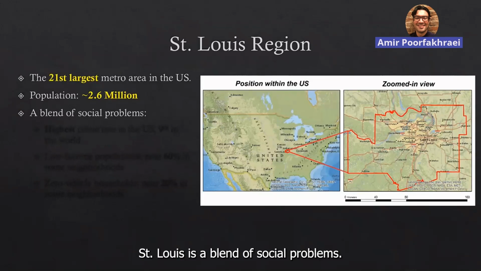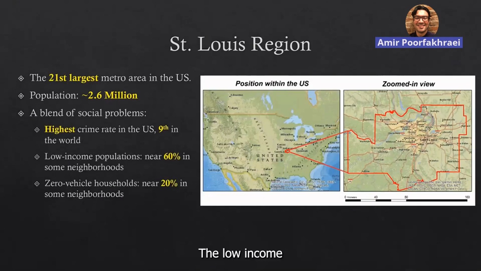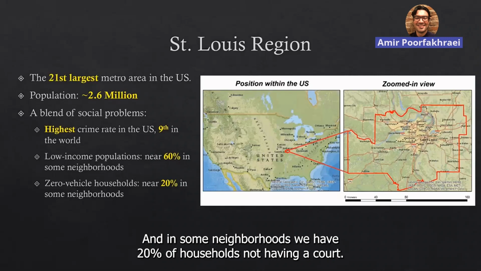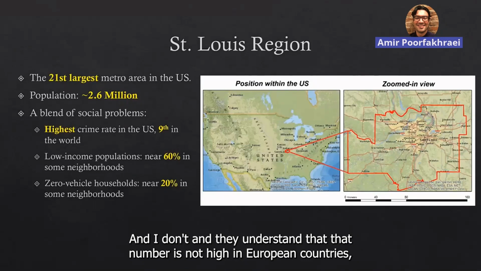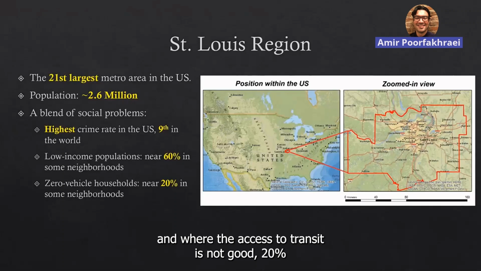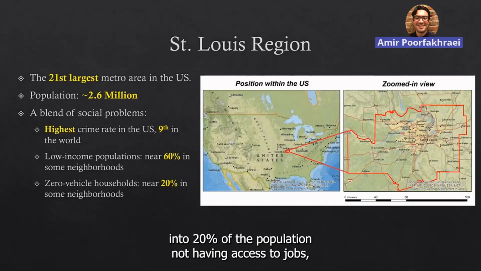St. Louis is a blend of social problems. It has the highest crime rate in the United States. The low-income population in some neighborhoods is about 60%. And in some neighborhoods, we have 20% of households not having a car. And I understand that that number is not high in European countries, but in the United States specifically, where the cities are spread out, where the access to transit is not good, 20% of households not having a car usually translates into 20% of the population not having access to jobs, not having access to education and other opportunities.